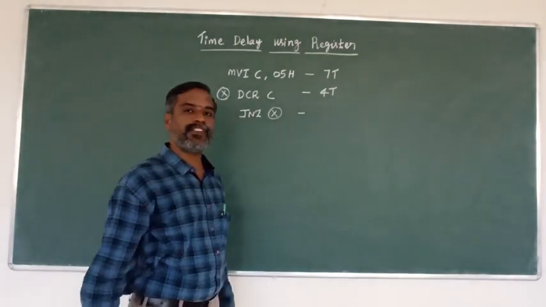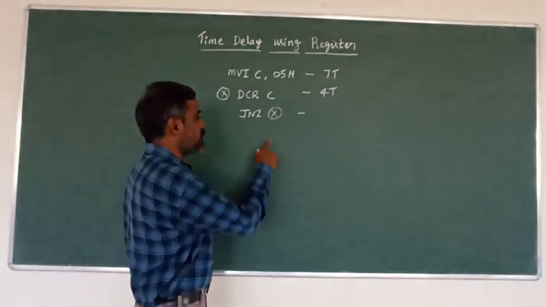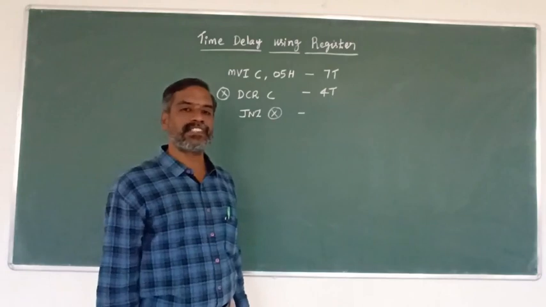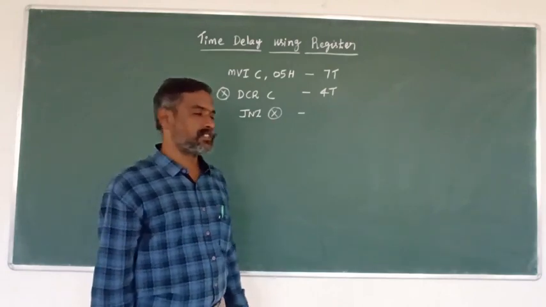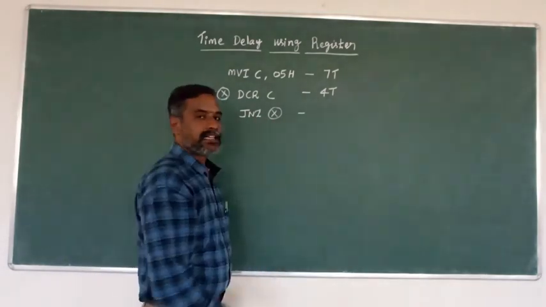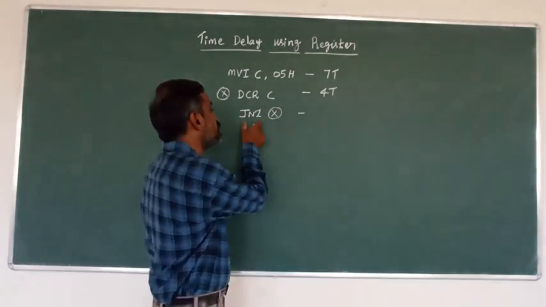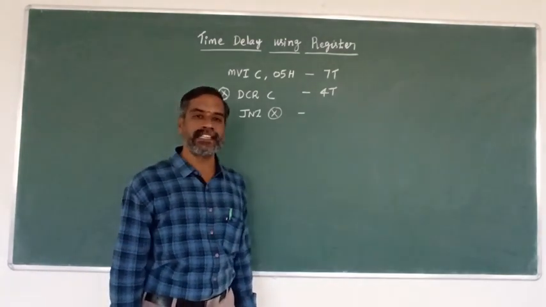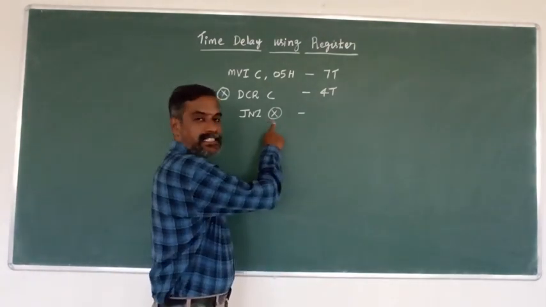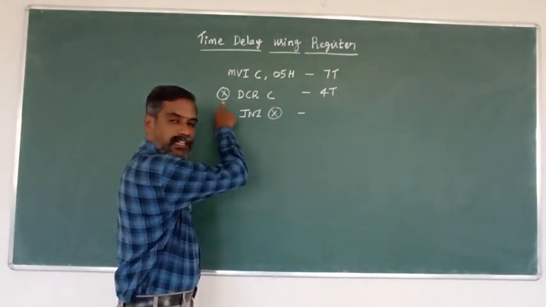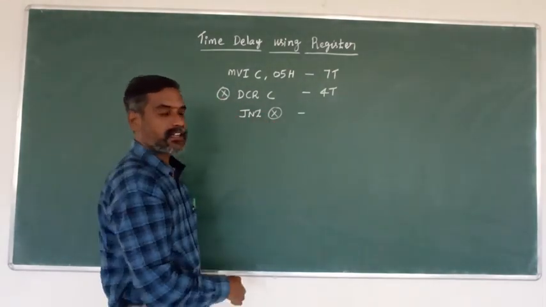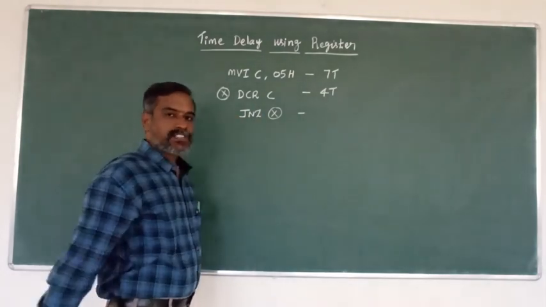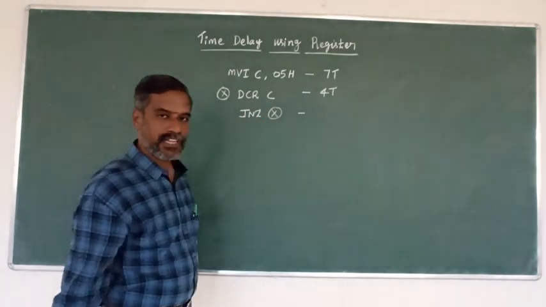JNZ, jump if result is not 0. Now jump to the given 16-bit address location. This is a 3-byte instruction. The first byte is the opcode, which requires 4 T states, and then the 16-bit address. If the condition is satisfied, jump to the given 16-bit address. If the condition is unsatisfied, execute the next address location.